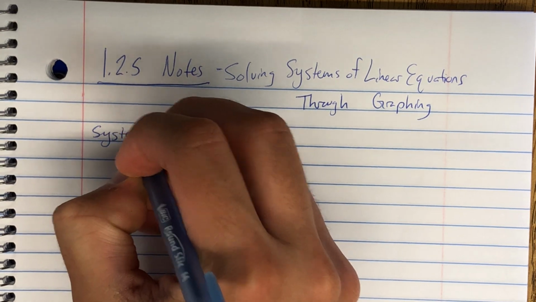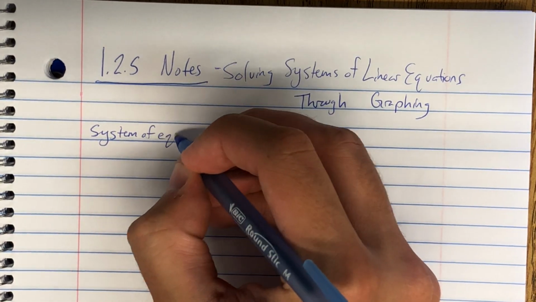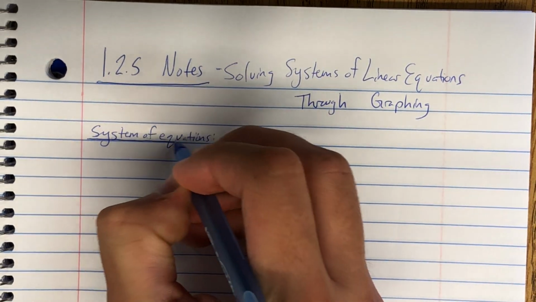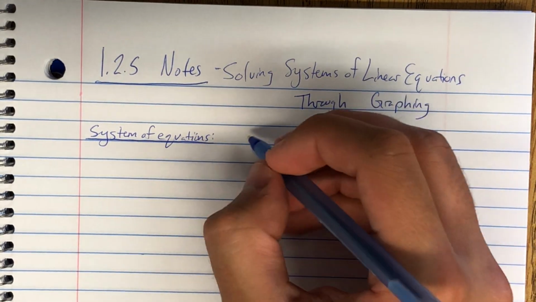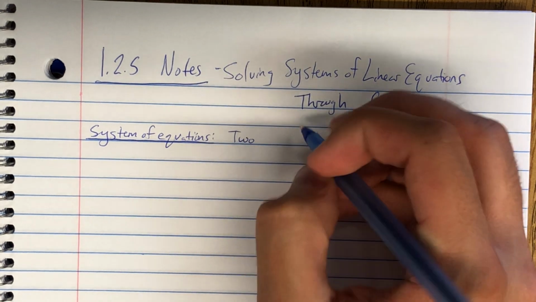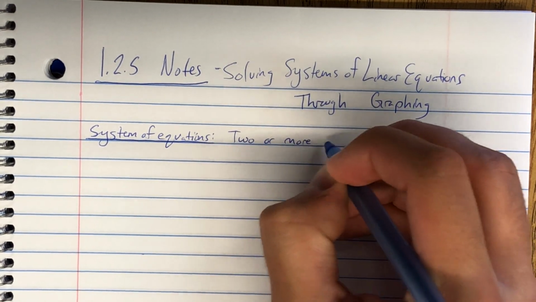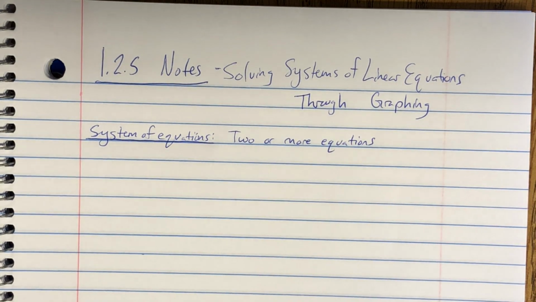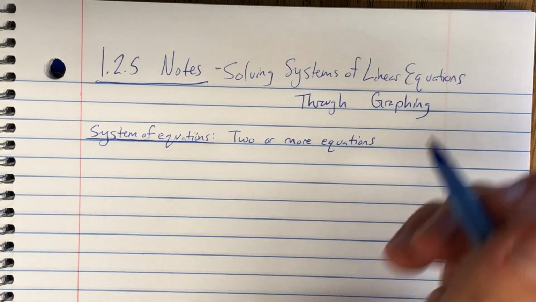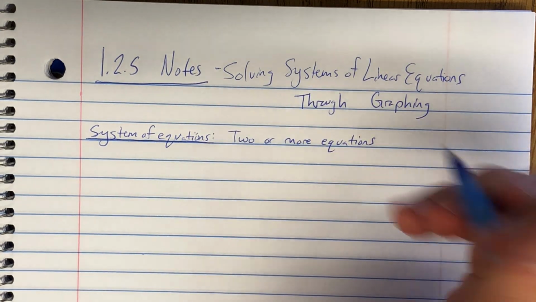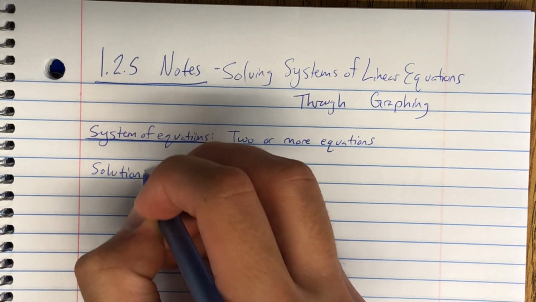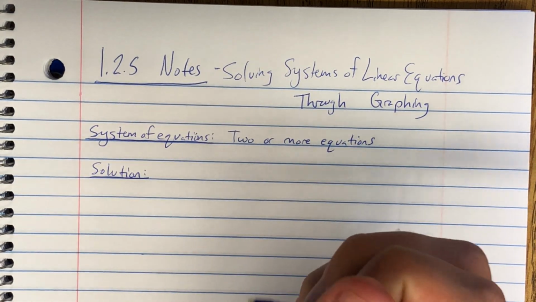So a system of equations. We're focusing on linear equations, but a system of equations in general is pretty simple. It's just two or more equations. And because we're solving systems of linear equations, it means there's probably some sort of solution.